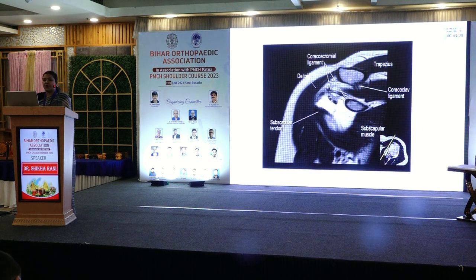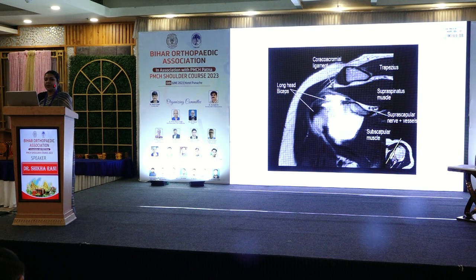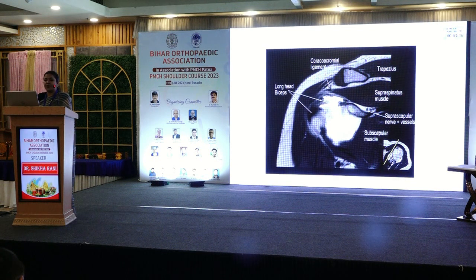Here we can see the coracoacromial ligament. Since the coracoid is attached with the coracoclavicular, coracoacromial and coracohumeral ligaments, all the ligaments look hypointense. And in coronal view, it is very important to look for the supraspinatus muscle tendon.